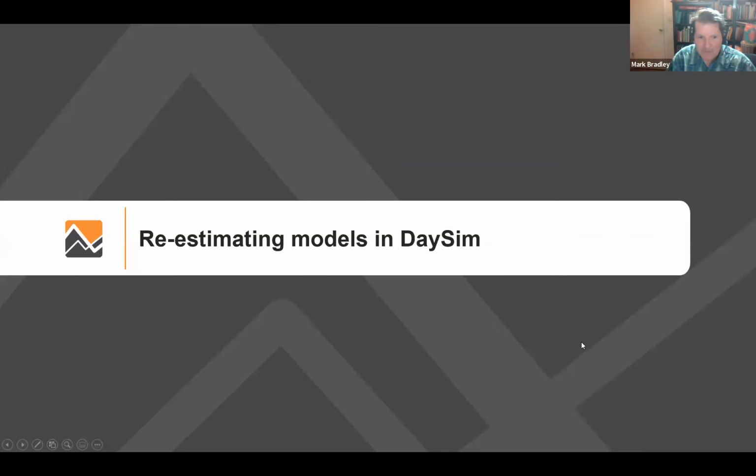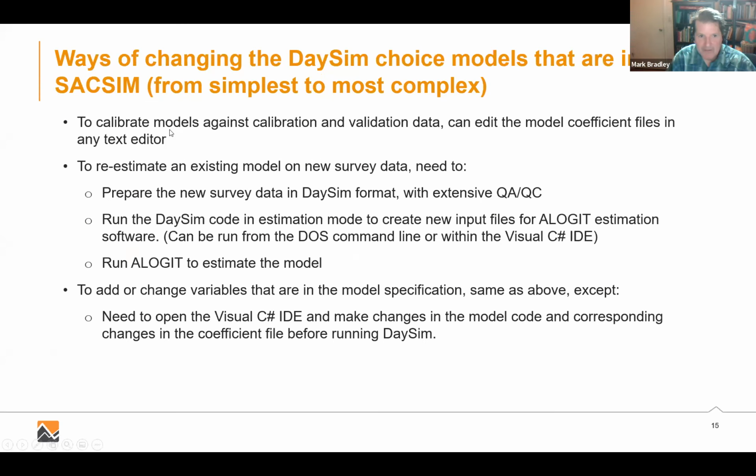So the main things we did in re-estimating the models are, there's different ways you can change choice models in SACSIM, the DaySim choice models. The easiest one, which Nagender is going to be talking about, is just editing the model coefficient files. You can use any text editor for that. And we have some automated ways of saying how you should do that to match calibration data.